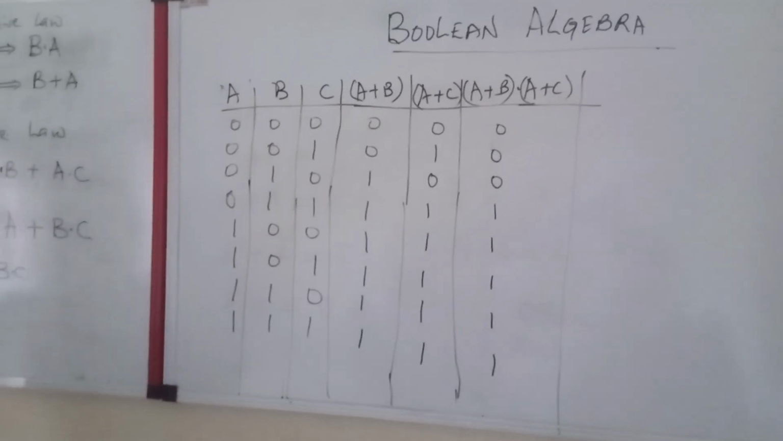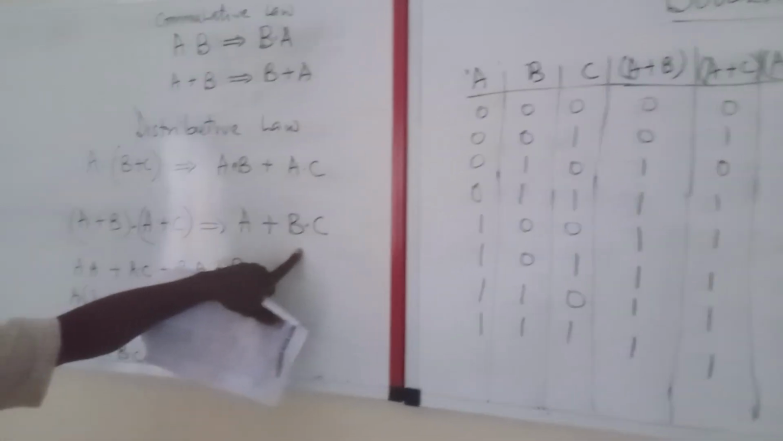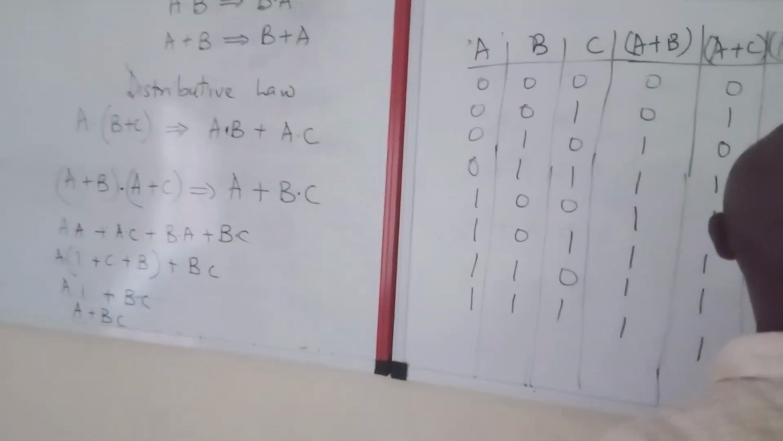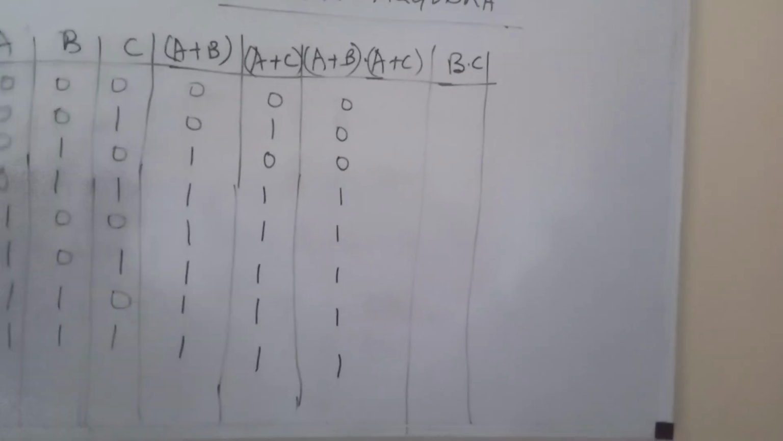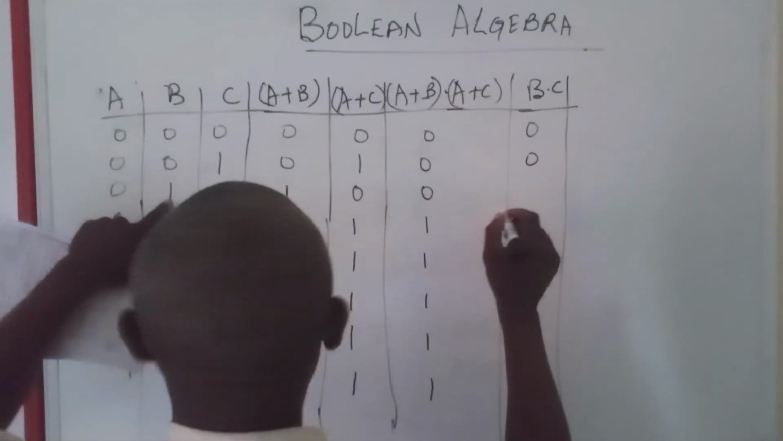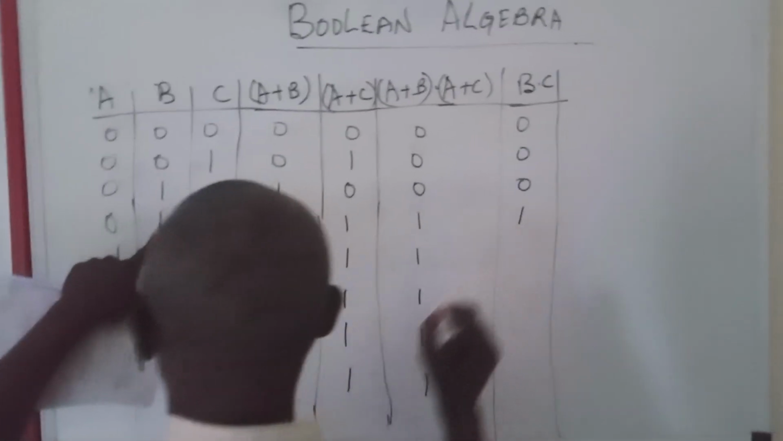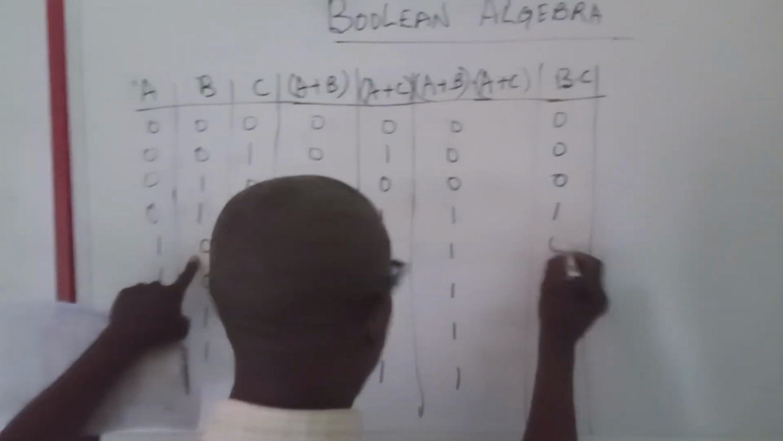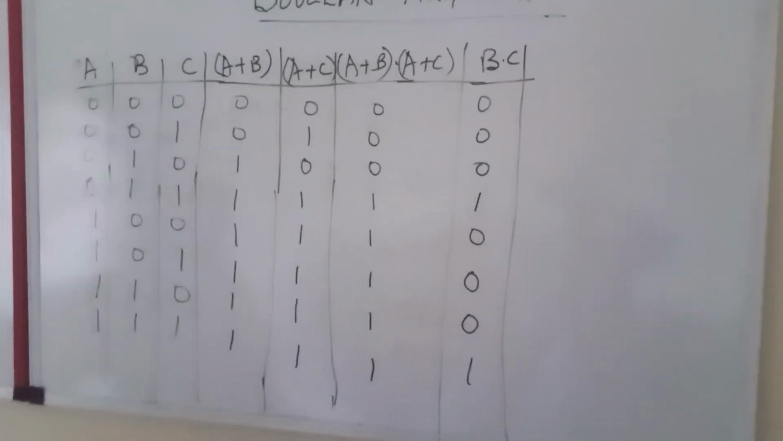That is the left-hand side. Now B and C, we want to do B and C. So when we do B and C, we have 0, 0, 0, 1, 0, 0, 0, and 1. That is B and C.